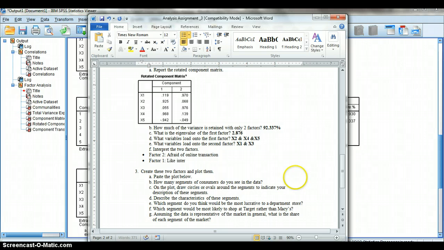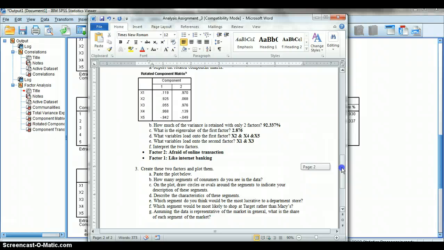So this one is they like internet banking. And really on your assignment, it's totally up to your interpretation. It should be fairly obvious what it should be. You just compare the factors and which questions correlated with which factors, and it will be obvious.